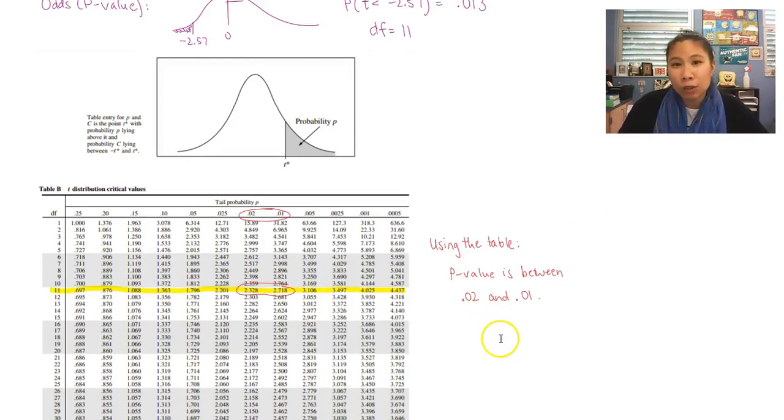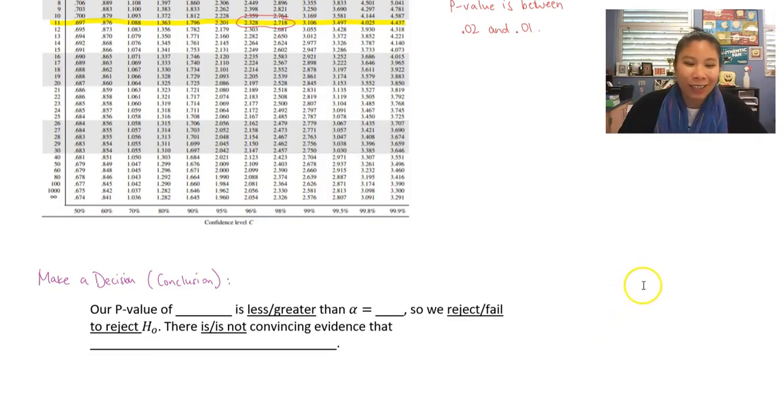That way, when we make our conclusion, we can still decide whether or not we should be rejecting or failing to reject the null hypothesis. All right, so finally we are at the step where we make a decision or state our conclusion.